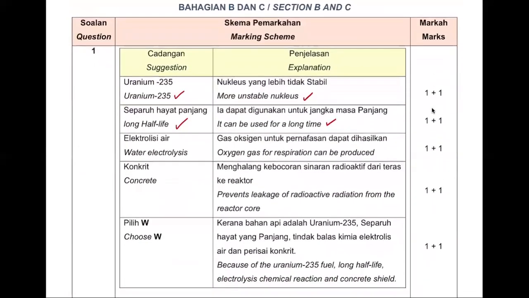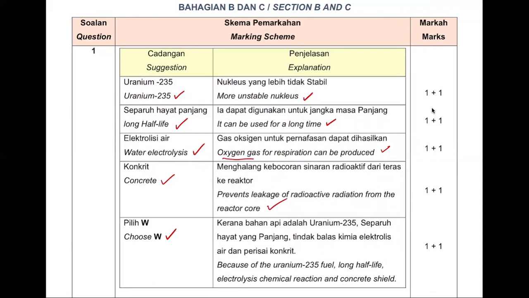Okay, so water electrolysis, the reason is oxygen gas for respiration can be produced. And then the type of shield is concrete. The reason is it prevents leakage of radioactive radiation from the reactor core. And then your choice, you have already 8 marks. So the remaining 2 marks will be your choice. Okay, so you mention your choice. And lastly, you copy back what you have written in your choice.